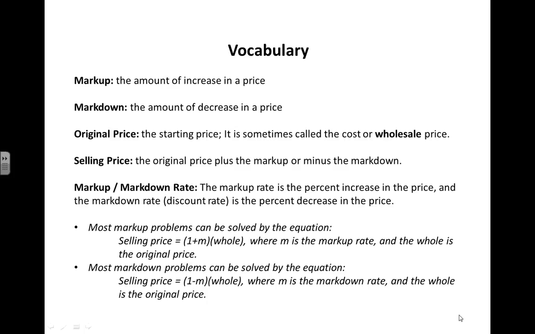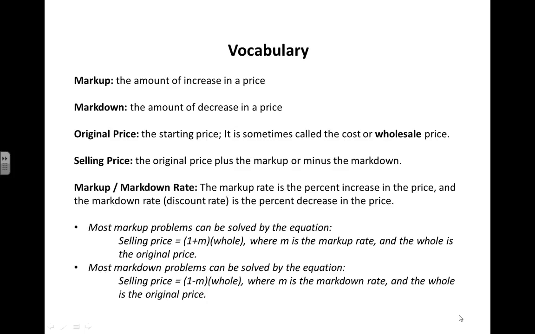Okay, these next two equations are really important, and I would suggest that you write them down. Most markup problems can be solved by this equation: selling price equals 1 plus m, times the whole, where m is the markup rate and the whole is the original price. You can use w for whole and m for markup, or y and x. It doesn't matter.